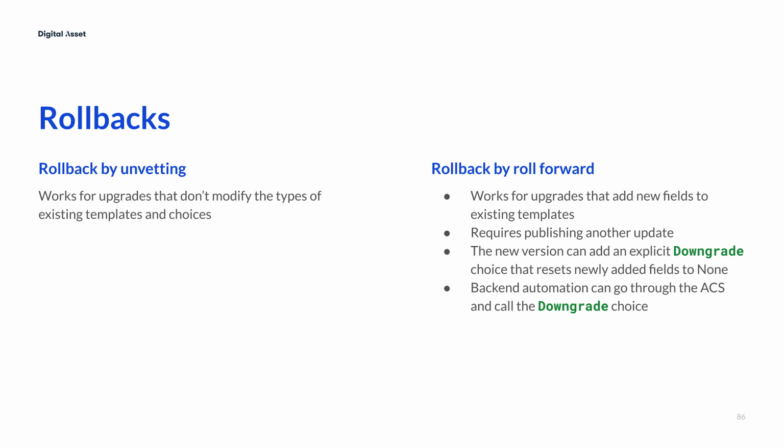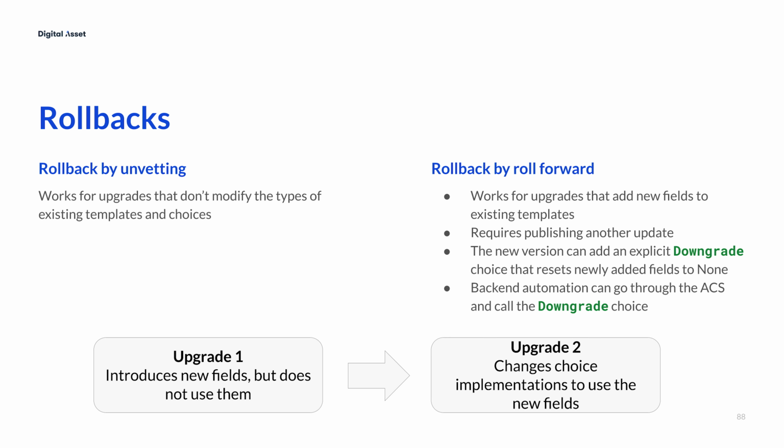You can avoid the need for these kind of roll-forward rollbacks by breaking an upgrade that introduces new fields into two. First, build an upgrade that only introduces the new fields, but does not use them. Since this upgrade does not do any code changes to choices, it won't have to be rolled back to fix a bug. Second, build an upgrade that changes the choice implementations to make use of the new fields. In case of a problem, this upgrade can be rolled back using unvetting.